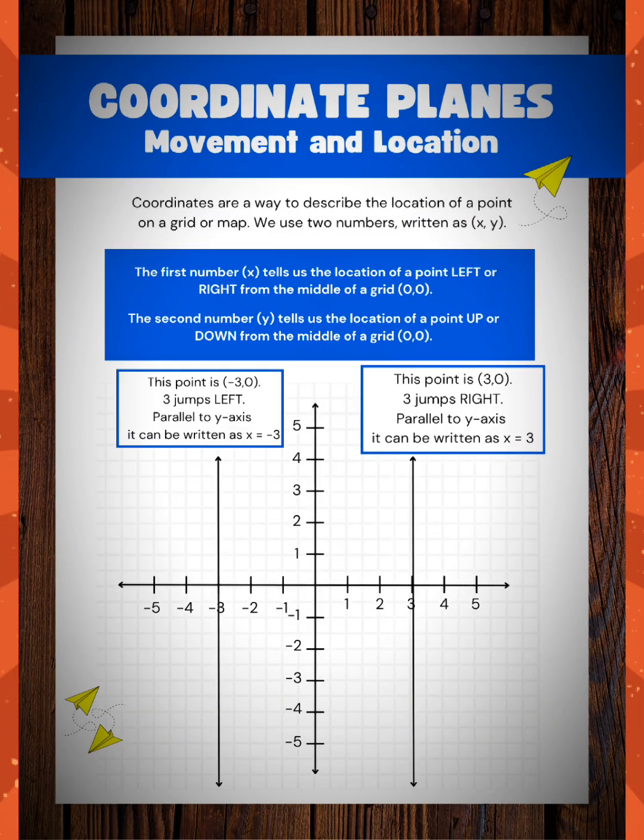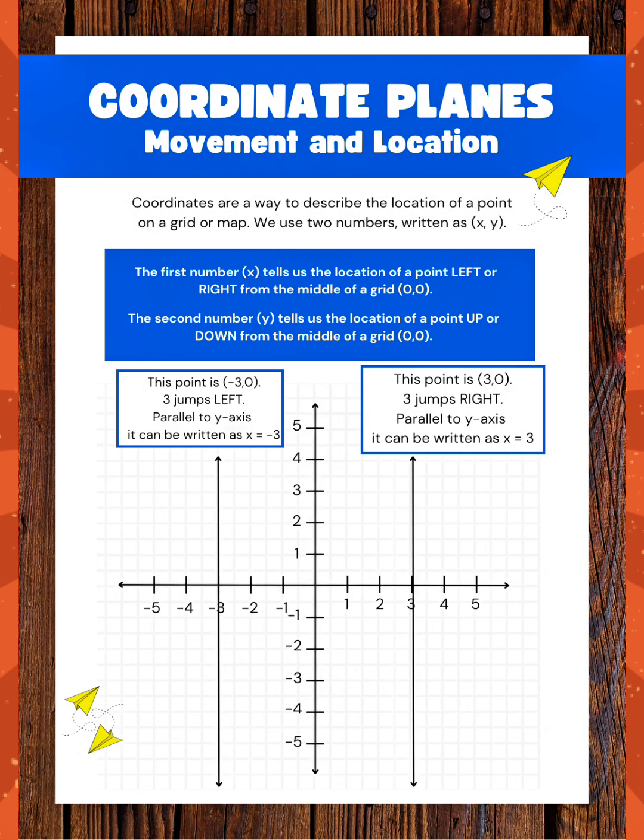Let's take another example. Now let's suppose the lines are parallel to the y-axis. The point can be written as (3, 0) or (-3, 0) and the line can be written as x equals plus 3 and x equals minus 3.